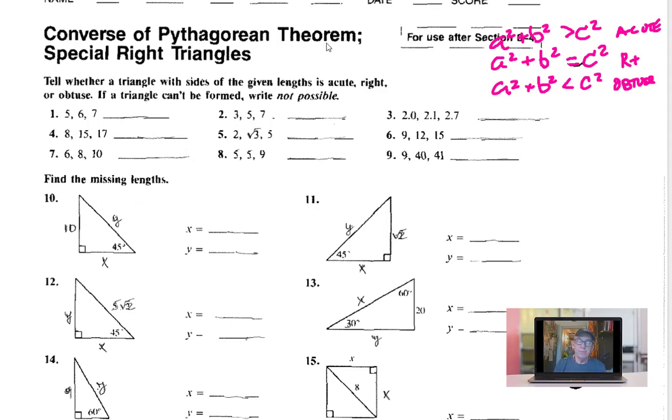Now, for this sheet, it's 10 points. Either do the evens or the odds. We're going to do the odds as a reference.